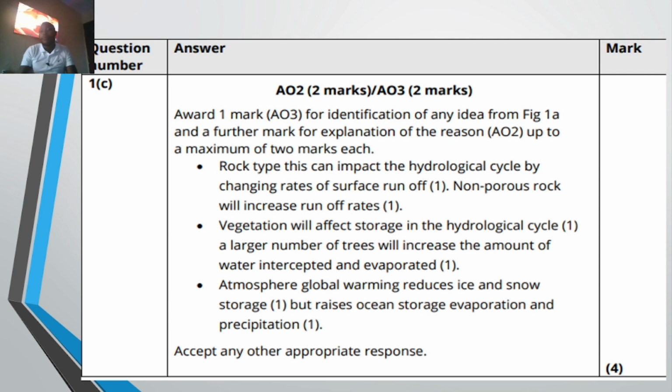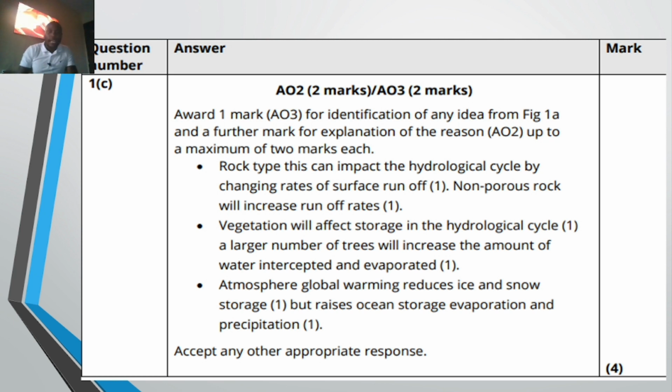Remember, when we talk about non-porous, we mean impermeable, those that cannot allow water to pass through, which will increase the surface runoff, or the runoff rates. And you can even go ahead and say porous rock will reduce the surface runoff. You get that? That's rock type. You give an idea of what you expect because it will impact on the surface runoff. Now you explain how you get your second mark.